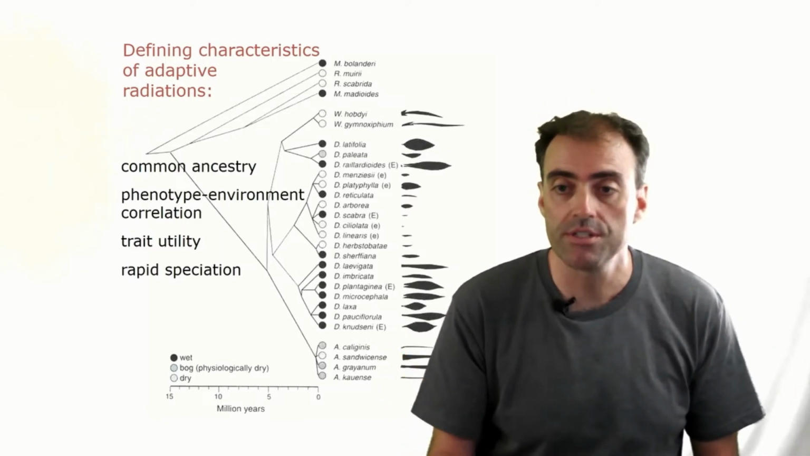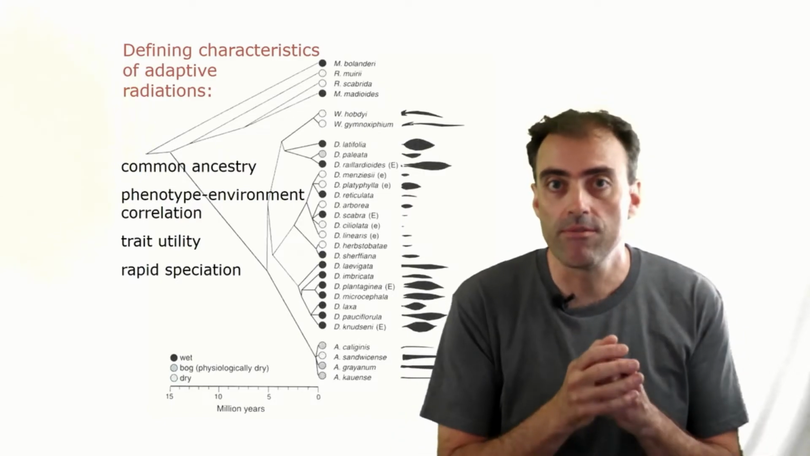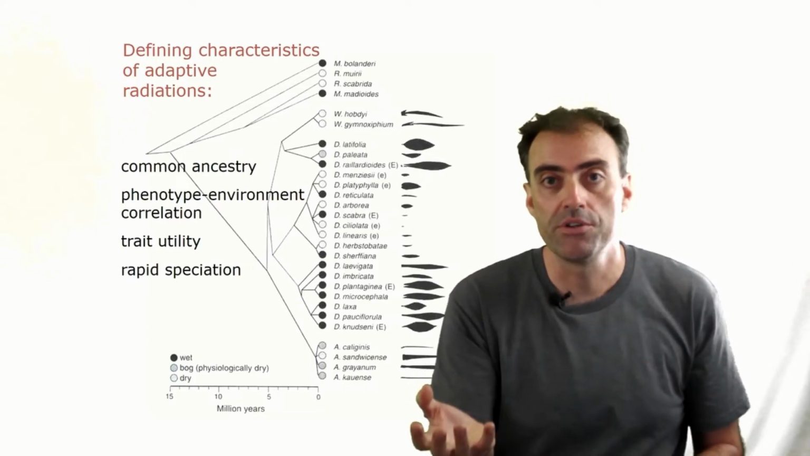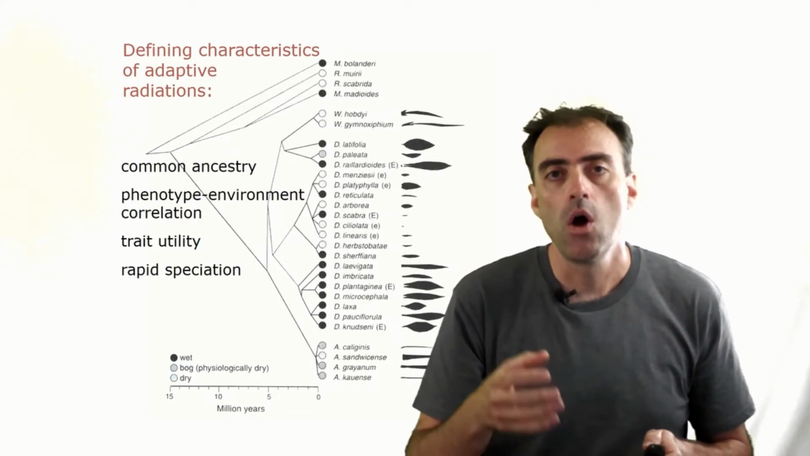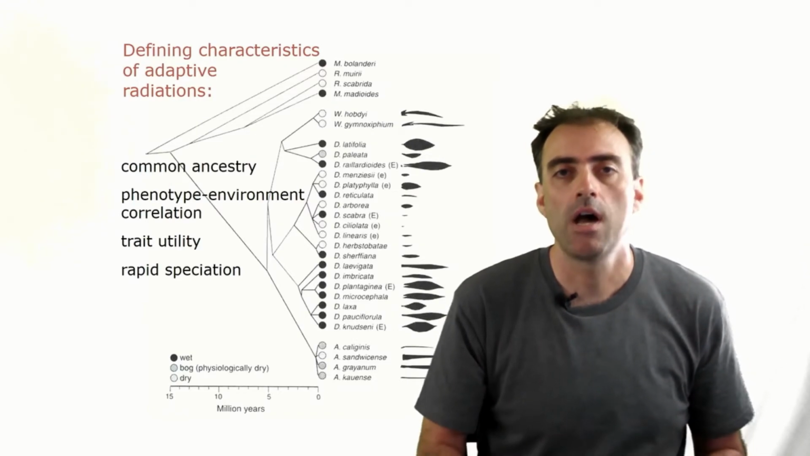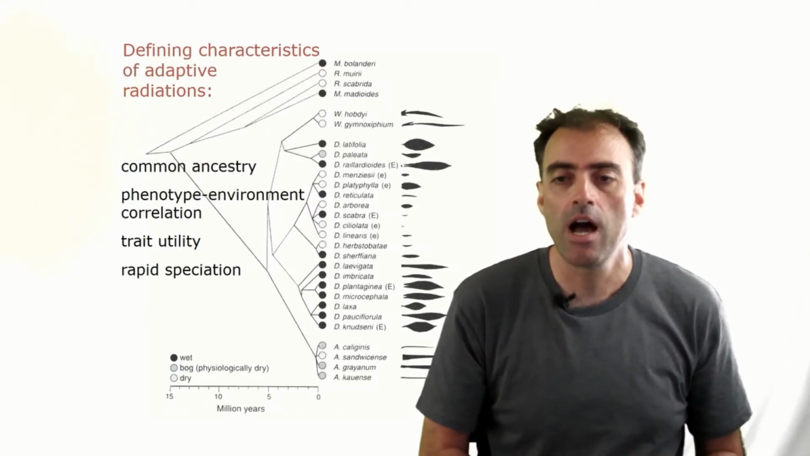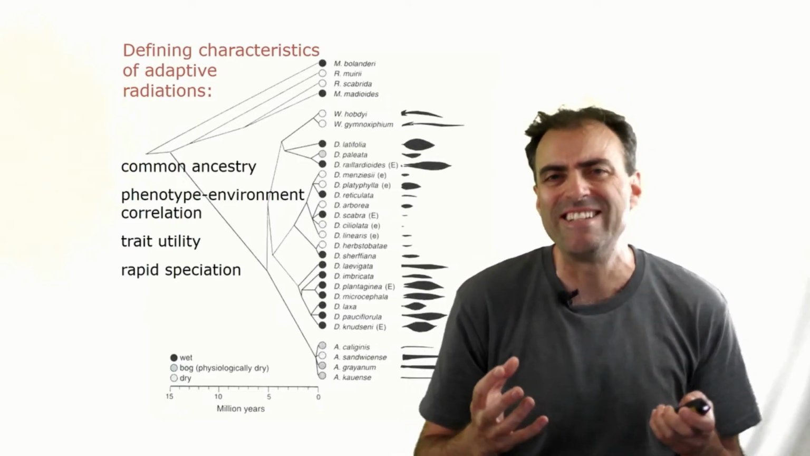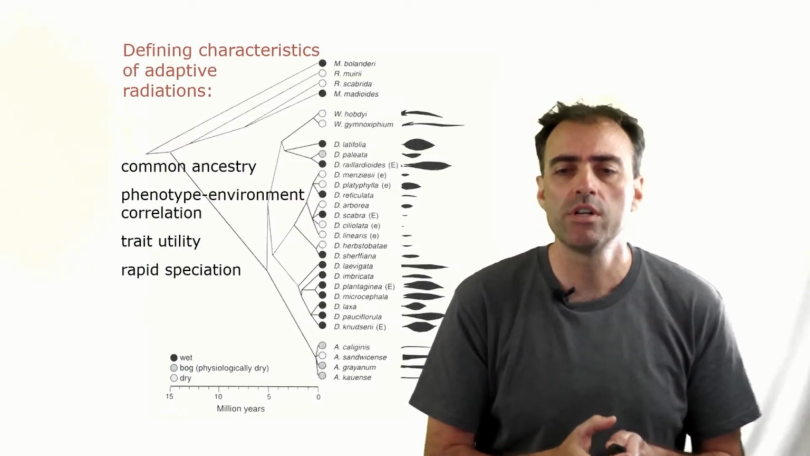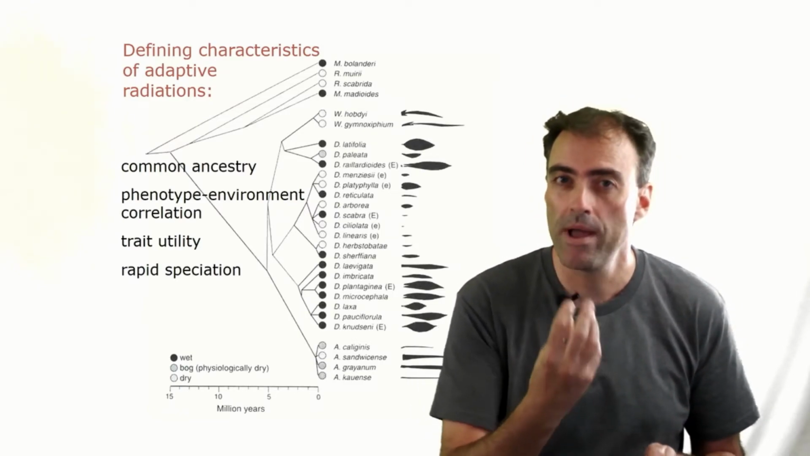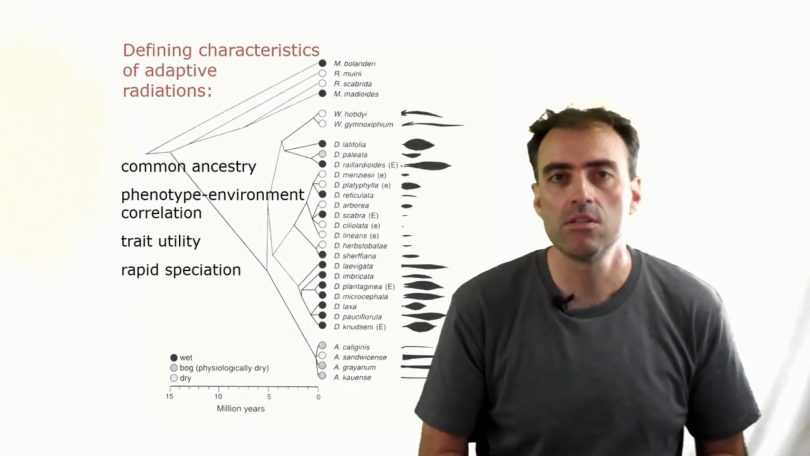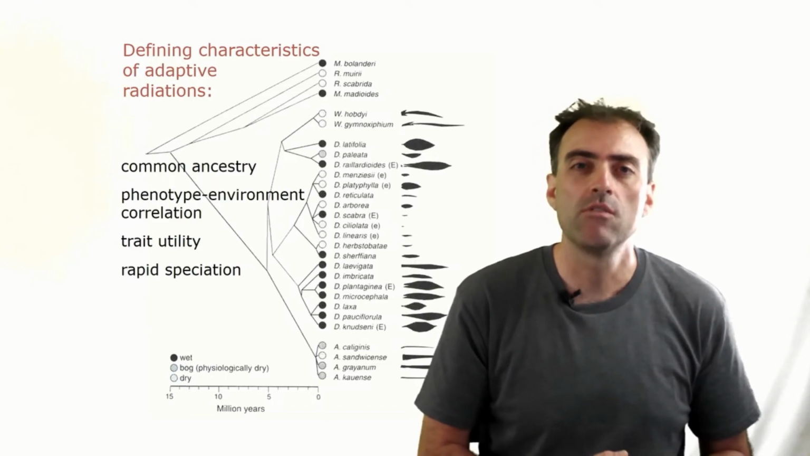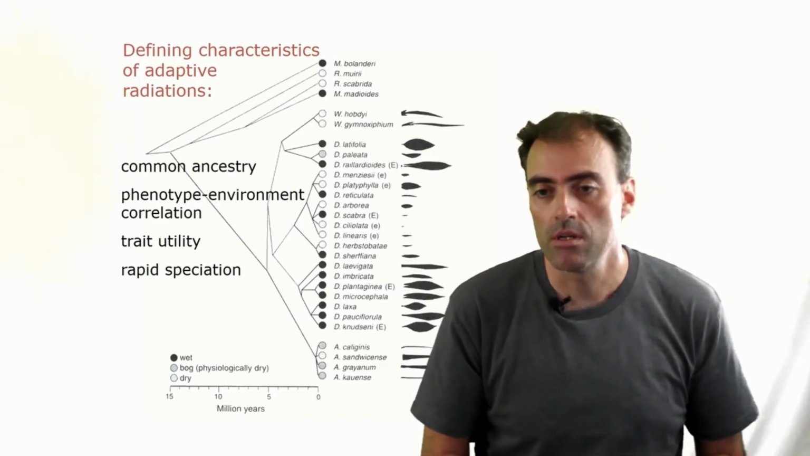So the defining characteristics of an adaptive radiation: they originate from a common ancestor. So they come from a common starting point, an initial invader, for example, into an island archipelago or into a diverse heterogeneous environment. There's a phenotype by environment correlation. So basically, these things are adapting to their specific ecological niche. In the case of the Darwin's finches, it's all about the beaks. In the case of the Hawaiian silverswords, it's a combination of morphologies, in particular the leaves in relation to the type of moisture environment that they're living in.